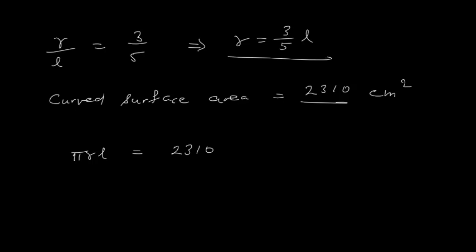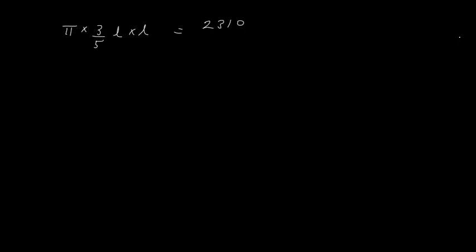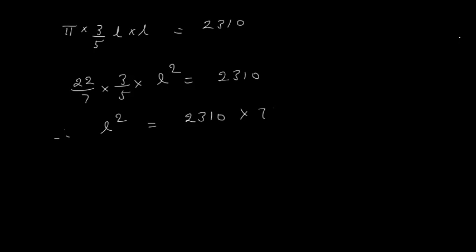So pi, in place of R we will write 3/5 L into L is equal to 2310. Now the value of pi is 22/7. So 22/7 into 3/5 into L square is equal to 2310. Therefore L square is 2310 multiplied by 7 multiplied by 5 divided by 22 into 3.